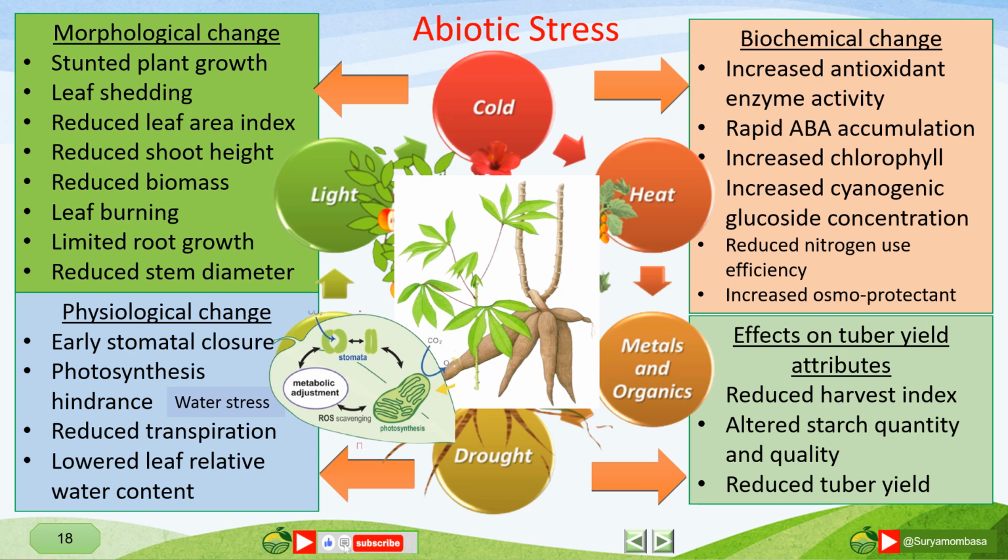Increased cyanogenic glucoside concentration. Reduced nitrogen use efficiency. Increased osmoprotectant. Effects on tuber yield attributes. Reduced harvest index. Altered starch quantity and quality. Reduced tuber yield.